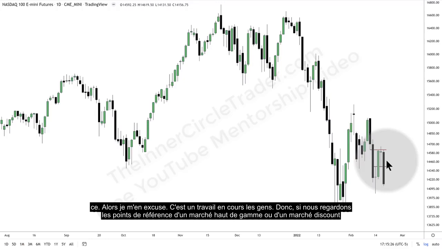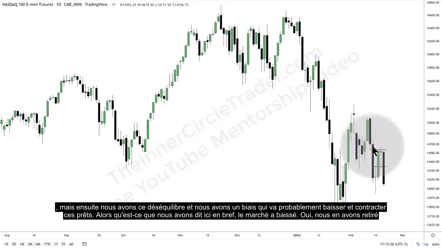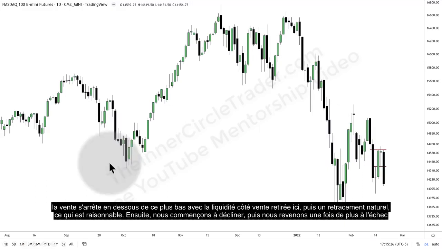So if we look at the reference points of it being in a premium market or a discount market, but then we have this imbalance and we have a bias and it's likely to go down and take out these lows. So what have we said here in short? The market's been going lower. Yes, we took out some sell stops below this low with the sell side liquidity being taken out here. Then a natural retracement, which is reasonable. Then we start to decline.